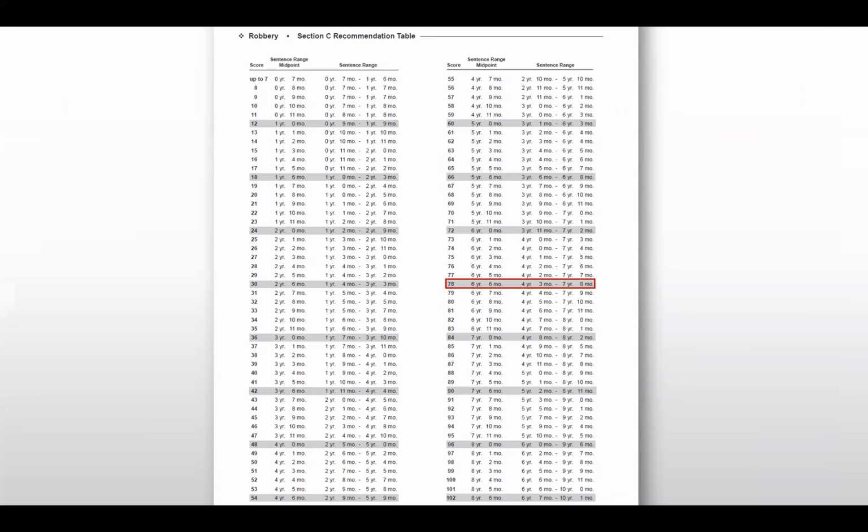Guidelines users will then refer to the section C recommendation table, and for a score of 78, the recommendation yields at the low end 4 years and 3 months, the midpoint 6 years and 6 months, and the high end 7 years and 8 months. Now, guidelines users who use Swift will have this recommendation automatically populated for you on the cover sheet.